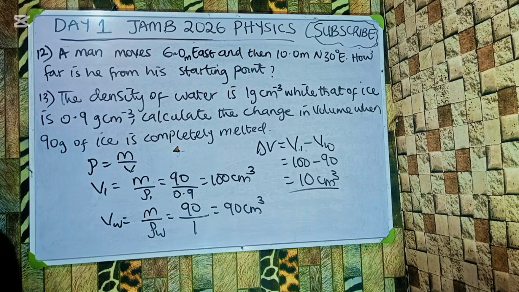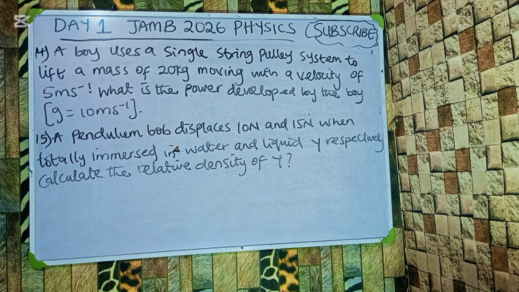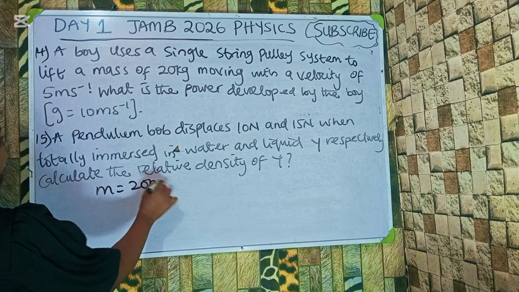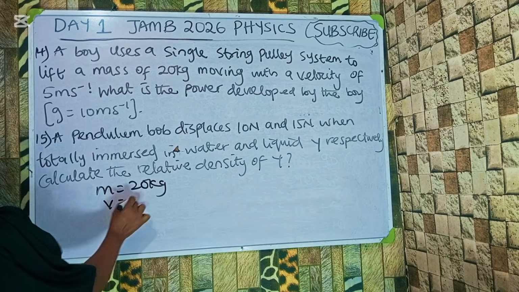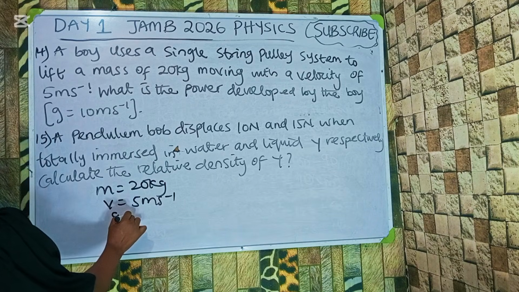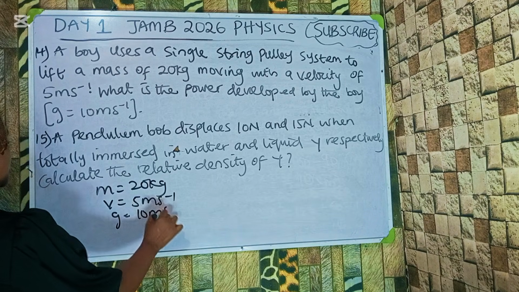Let's go to the next one. Question 14. A ball uses a single string pulley system to lift a mass of 20 kg moving at a velocity of 5 meters per second. What is the power developed by the ball? We are given g to be 10 meters per second square. Okay, so from this question, the mass is 20 kg, and velocity is 5 meters per second. Now we are given g to be 10 meters per second square.